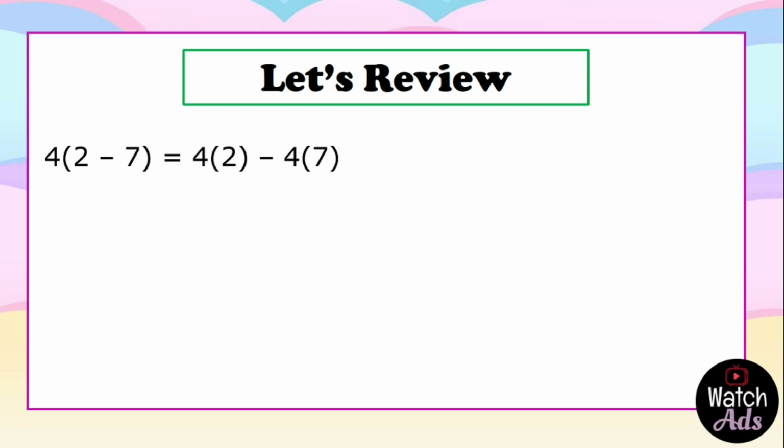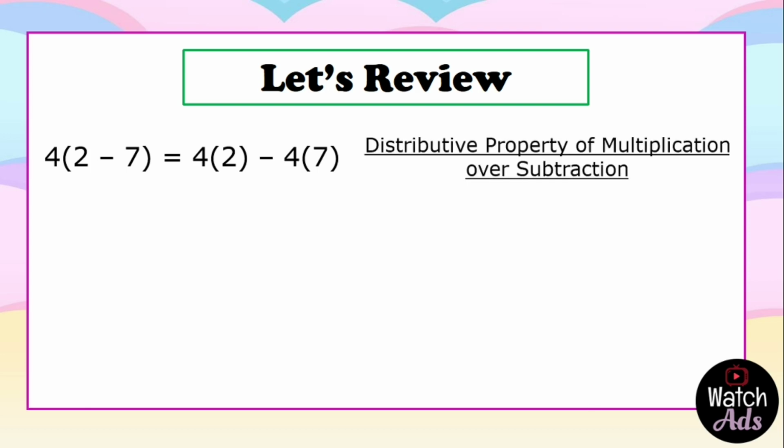Another one, 4 multiplied by the quantity of 2 less 7, and we distributed 4 multiplied by 2 less 4 multiplied by 7. Distribute, that is distributive property of multiplication over subtraction, because subtraction is the process in the parentheses.